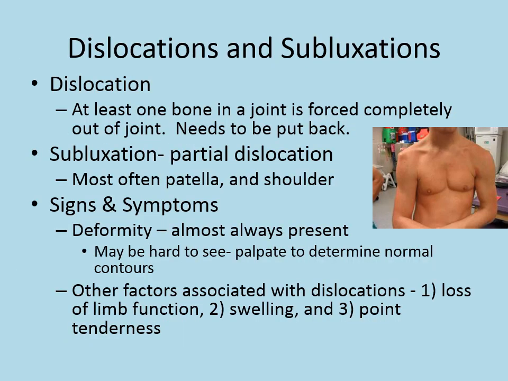As far as injuries to the joint, dislocations and subluxations tend to be more serious. A dislocation of a joint is when at least one bone in a joint is forced completely out of joint. It will need to be put back either by the athlete or participant or by a doctor. It's not going to slide out and then slide back in. So this particular individual in the picture has dislocated his shoulder.